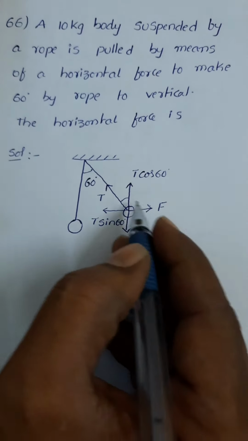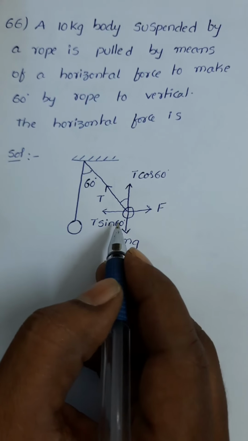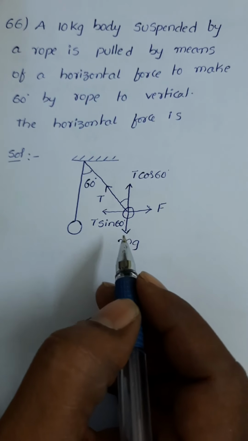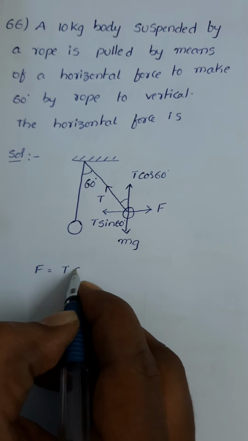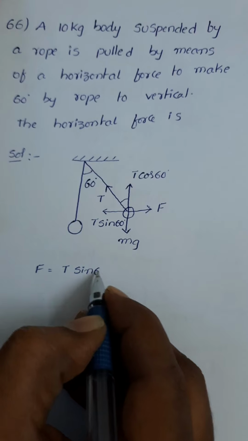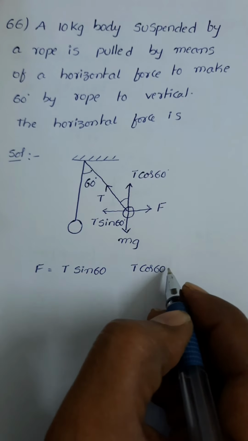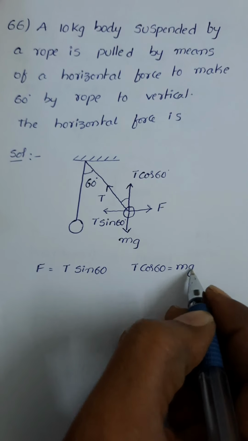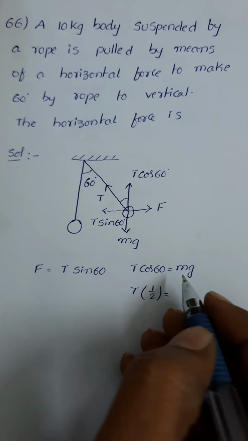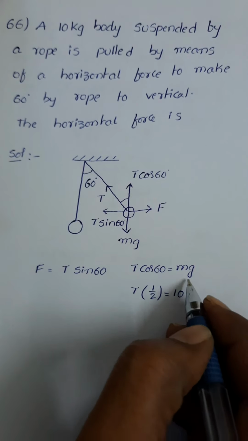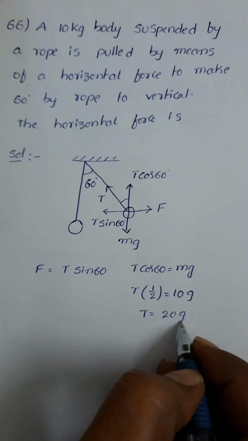In this, the particle is in equilibrium. At equilibrium, net force along the horizontal direction is equal to 0, and net force along the vertical direction is equal to 0. So F is equal to T sin 60 and T cos 60 is equal to mg. The value of cos 60 we know is 1 by 2. Mass of the object is 10, so 10 into g. So tension T is equal to 20 into g.